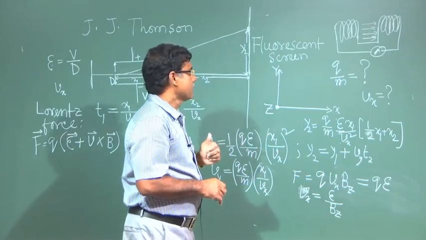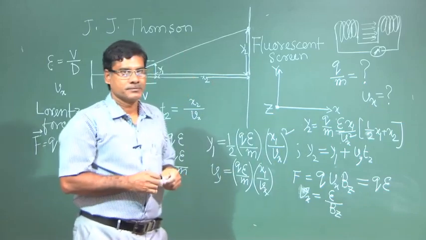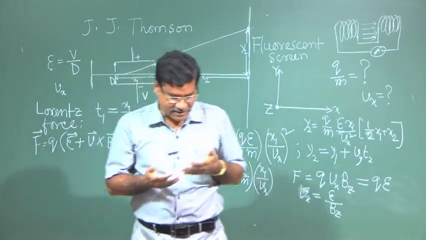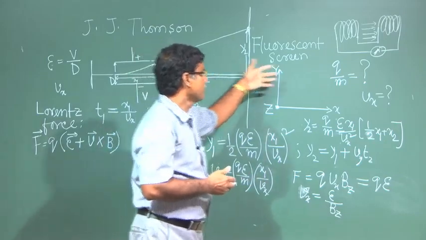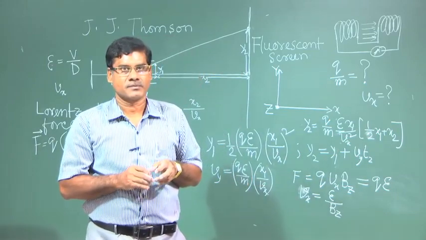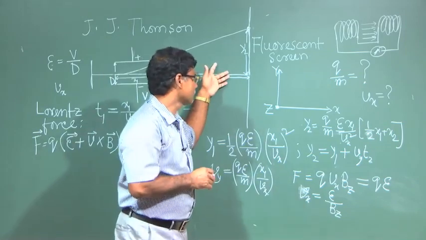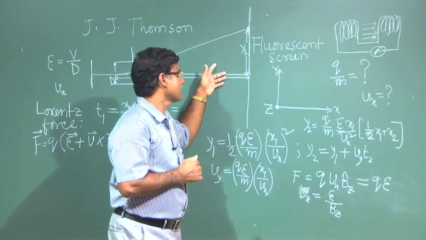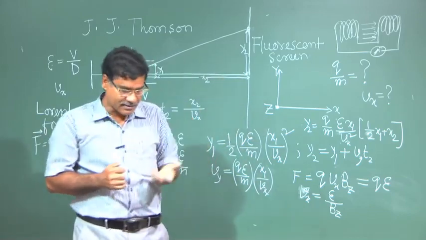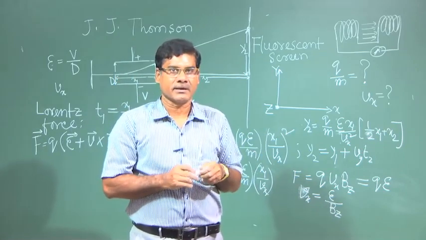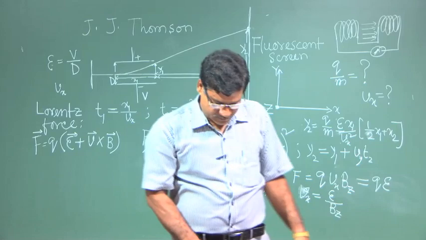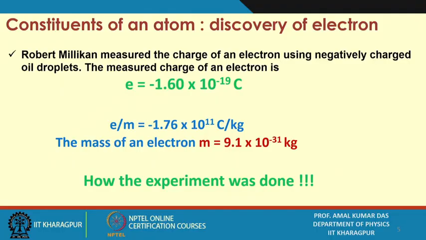This is a nice experiment, and J.J. Thomson directly measured the specific charge, but not exactly the charge of the electron. His experiment tells about the existence of charged particles in the atom, or not, that is probably difficult to say, but this cathode ray contains particles. He called this particle the electron, and its charge to mass ratio is this. That is the finding of J.J. Thomson.